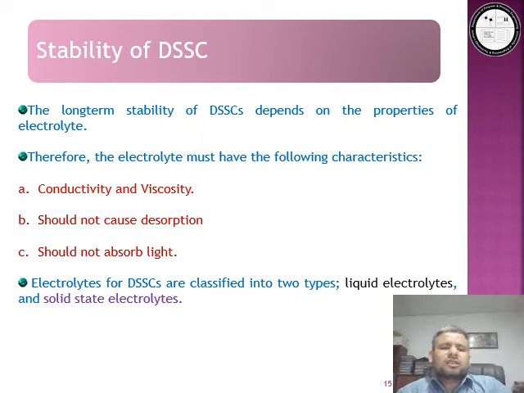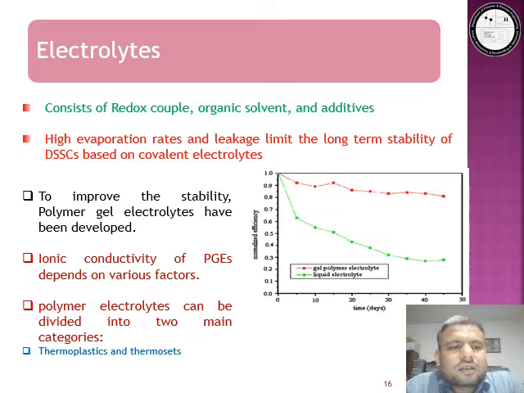So electrolytes for DSSC are classified into two types. The first one is liquid electrolyte, and the last one is solid state electrolytes or polymer gel electrolytes. Liquid electrolytes basically consist of a redox couple, organic solvent, and additives. However, high evaporation rate and leakage limit the long-term stability of DSSC based on liquid electrolyte.